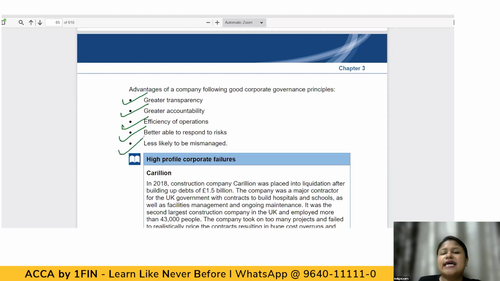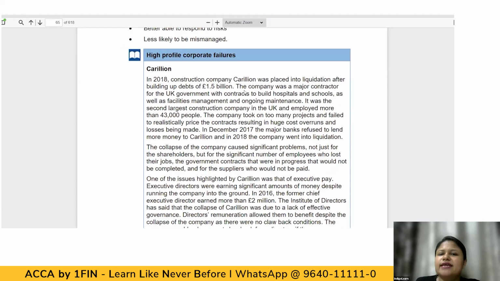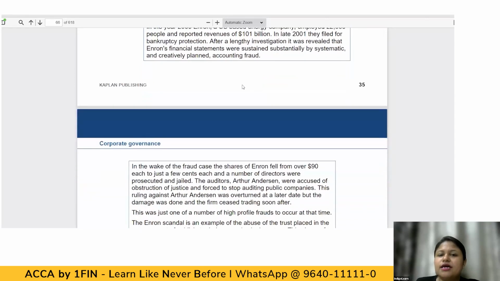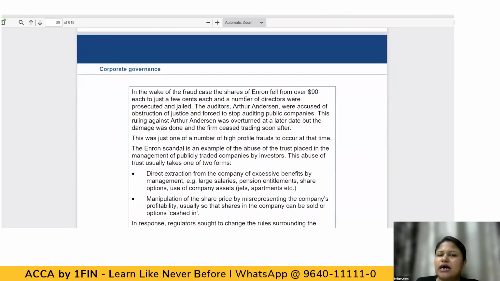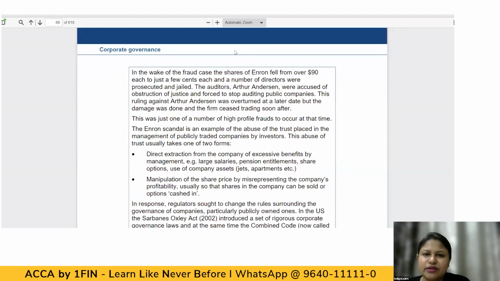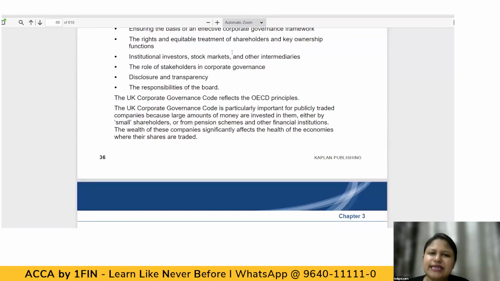Then it is less likely that the company is getting mismanaged, because you have one after the other reporting element present in the organization. There is a very rare chance that there could be mismanagement, because at every level you are going to report to the higher levels, which are going to be independent people. So the chance of mismanagement is going to be very less.